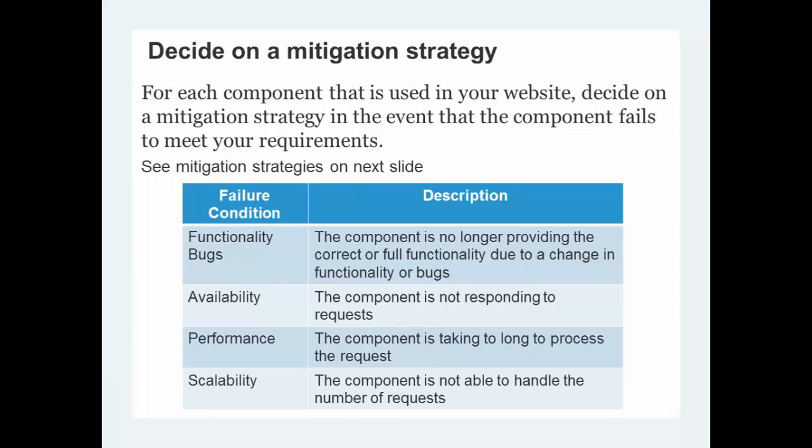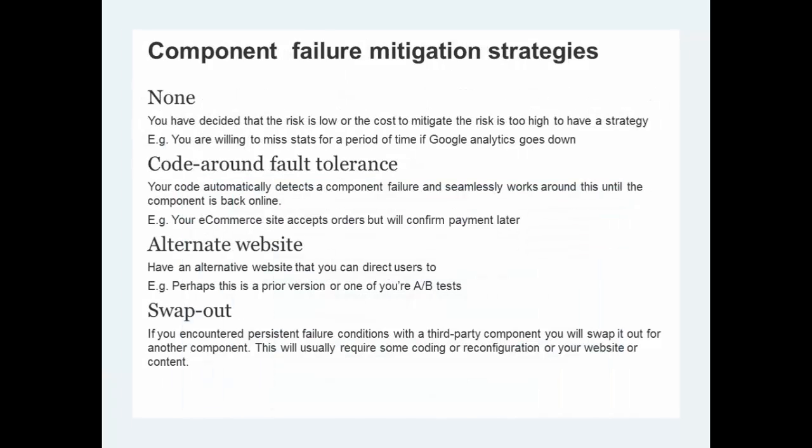So what if it has a functionality problem or a bug? If you're using a third-party component, they may release a new version of the code, right? That happens all the time, and that could break your site. So what are you going to do if there's a bug in that component? Second failure condition is availability. What if the component is simply not responding to requests? That's what happened to this retailer when they started using the payment service. Or what if the component slows down? It's just simply taking too long. And what if it can't handle the volume, scalability? So unfortunately, you need a strategy for each of these 4.